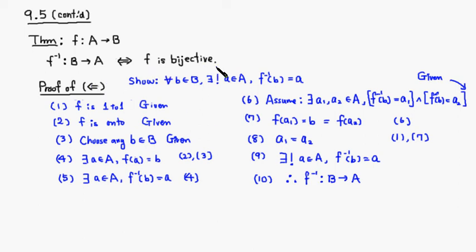So this is a proof of the implication this way. If F is bijective, it guarantees that its inverse relation is a function from A to B. Sorry, B to A. All right, that's it. I hope that this was clear.